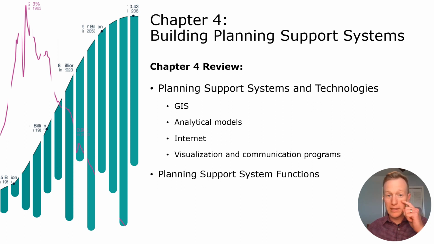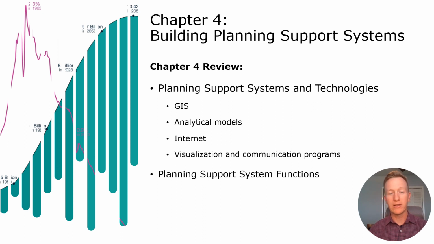So before we get into Chapter 5, we just wanted to take a quick look at Chapter 4 and review what we learned there. That chapter was really divided into two main sections. One was about planning support systems and technologies, and we broke that down into four different categories, from GIS, which stands for Geographic Information Systems, to analytical models, which can be like really, really fancy Excel spreadsheets where you put in population numbers and it gives you what the impacts of those populations might be, in terms of the need for parks or other infrastructure requirements.